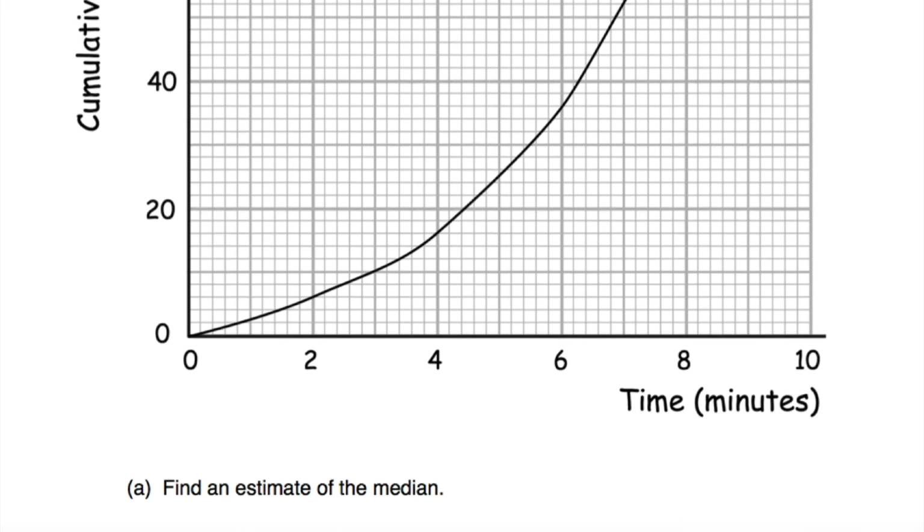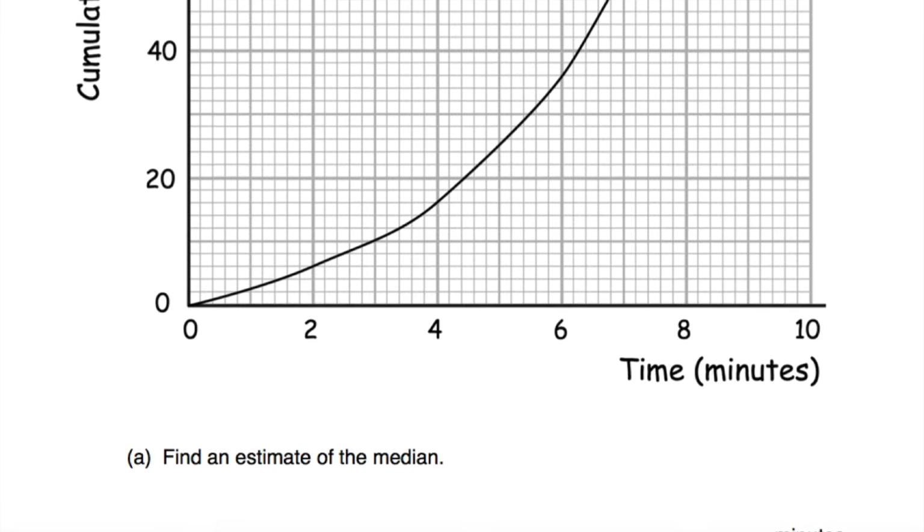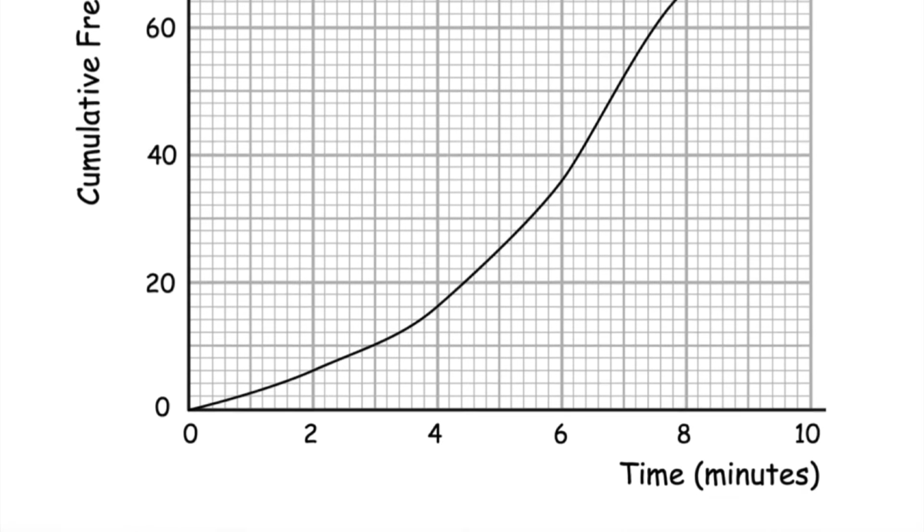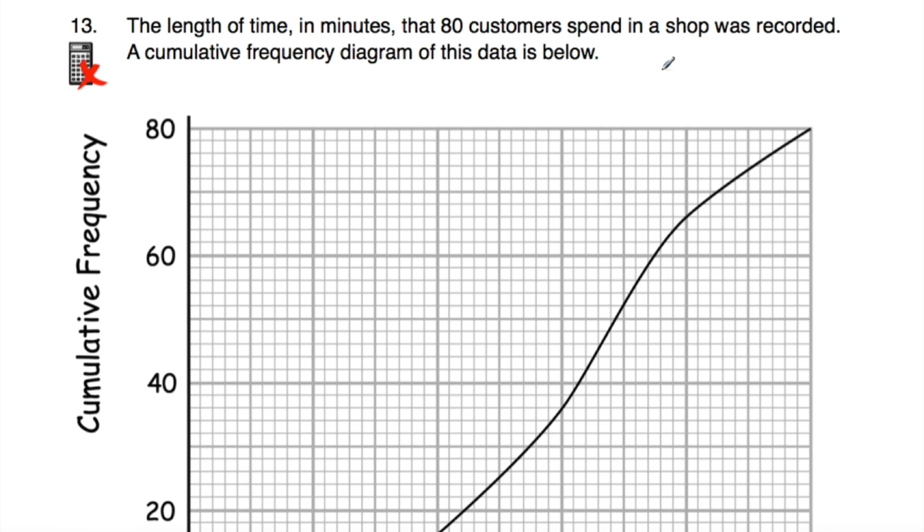And then if we go on down, part A says find an estimate of the median. So we want to find an estimate of the median. There are 80 customers, so we're going to take that 80, divide it by 2, and that's equal to 40.